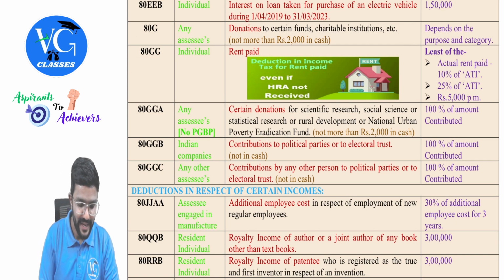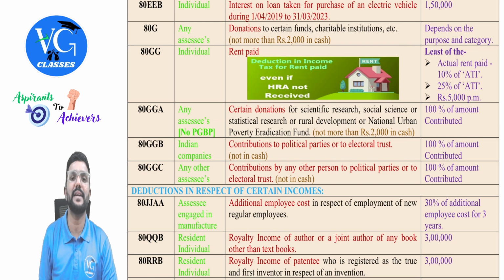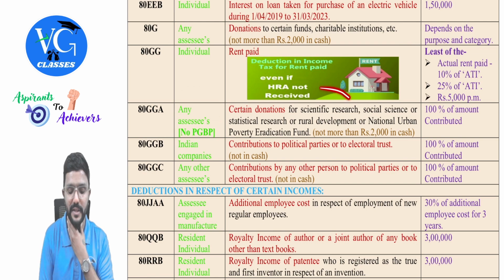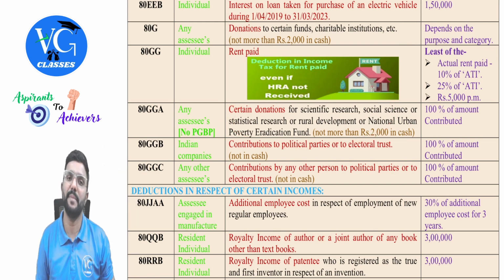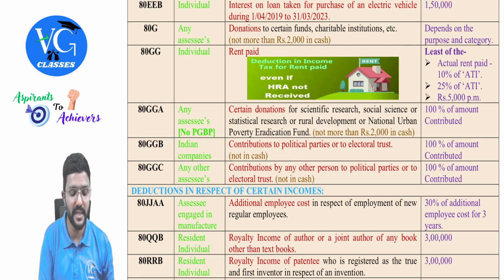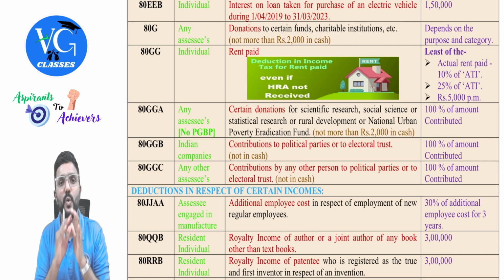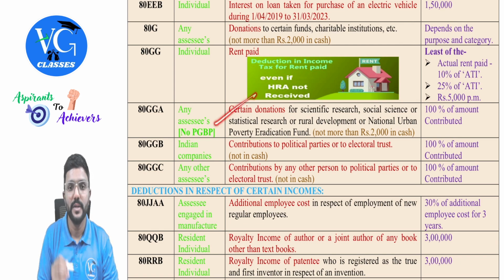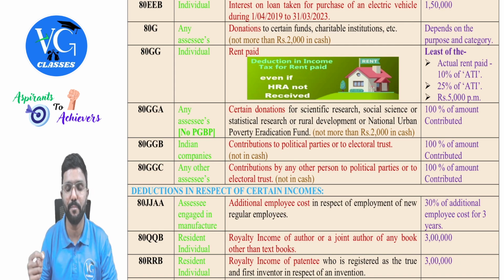Okay. Next, 80GGA gives deduction for any assessee but not having income under the head PGBP. Why, sir? Because if he has income under the head PGBP, for this he can claim the deduction under the head PGBP itself. So 80GGA deduction is for an assessee who doesn't have an income under the head PGBP. So deduction is for what, sir? Certain donations for scientific research, social science or statistical research or rural development or National Urban Poverty Eradication Fund. And it should not be more than 2,000 in cash, guys.